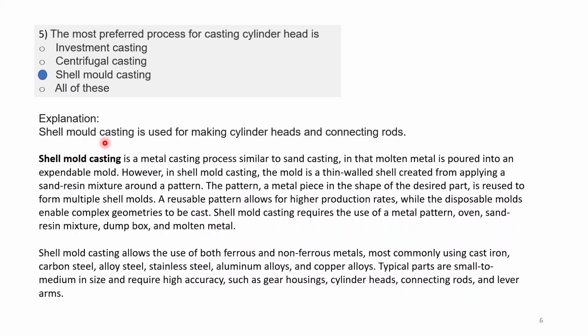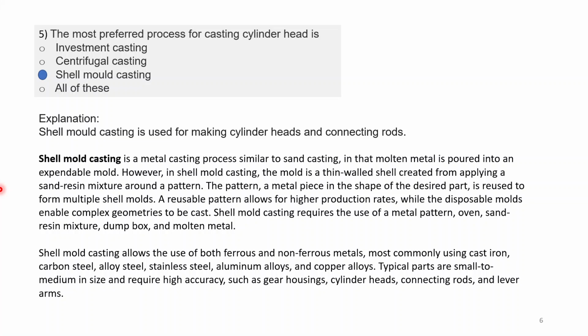Shell mold casting provides certain precision to the castings. So these are preferred over sand mold casting. In this case, it is used for making cylinder heads and connecting rods. This is a metal casting process similar to sand casting, and in that molten metal is poured into an expendable mold.